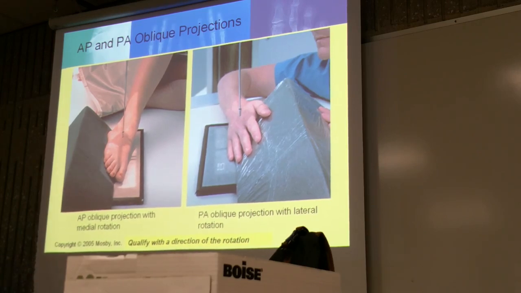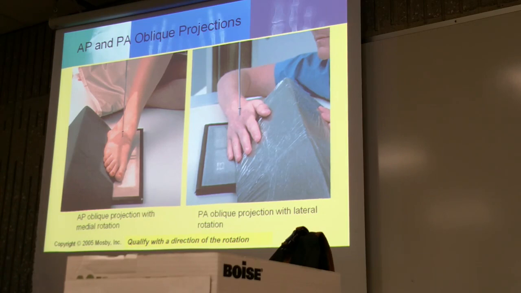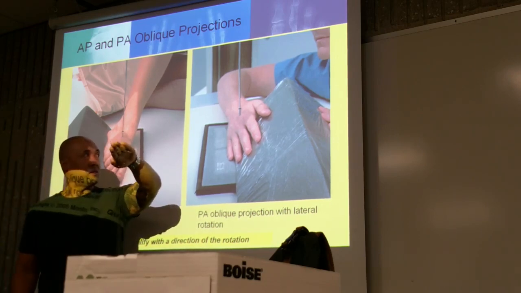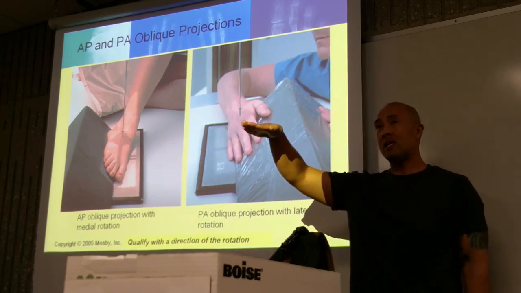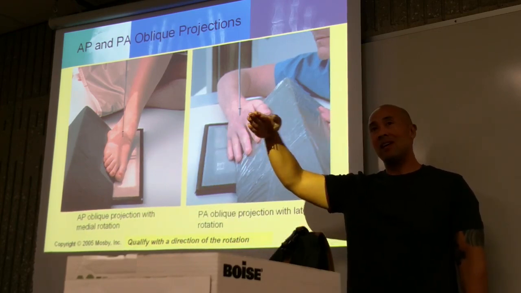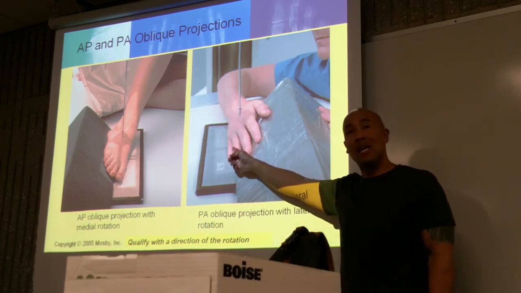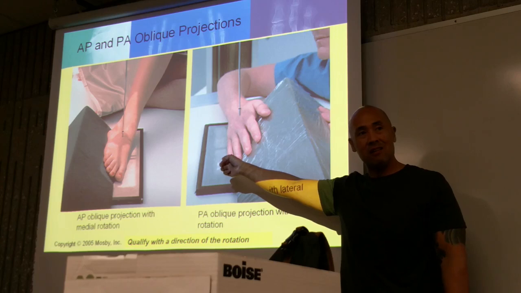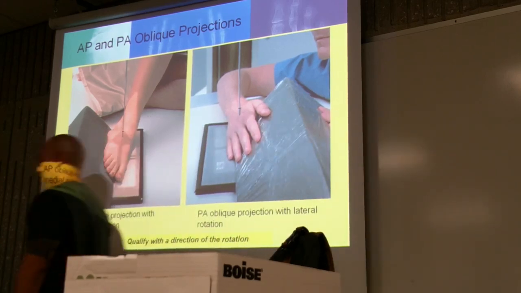With the hand, again, we need to describe the obliquity. Which way is it going? So from the palmar surface down, which way did I turn my hand? Laterally, away from the middle. So this is a lateral oblique.